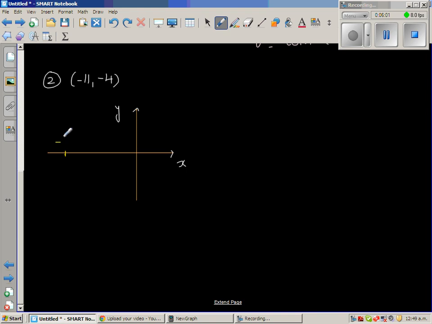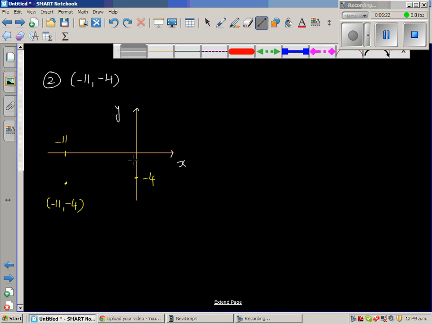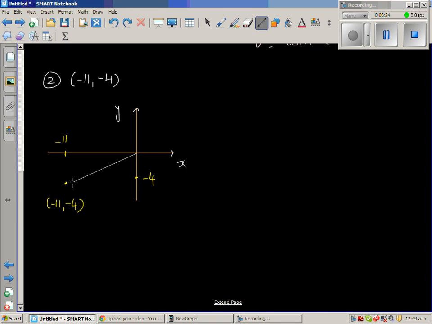This is negative 11 on the x-axis, and this is negative 4. So this point is negative 11, negative 4. It's always good to think and check your answer. So let me draw an arrow from here to here.